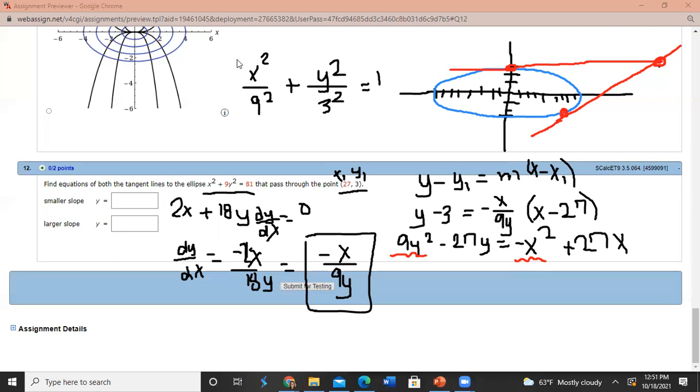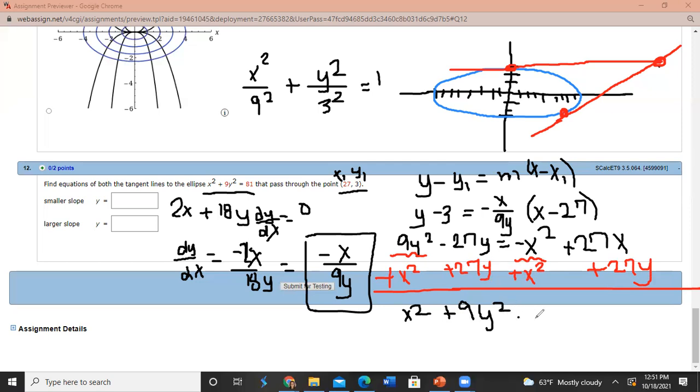We could add x squared to both sides to get x squared plus 9y squared. And then we could also add 27y to both sides. Okay, so we'll have x squared plus 9y squared equals 27x plus 27y. Okay, why are we doing that? Because we're trying to just use the pieces of information that we do know. x squared plus 9y squared is 81. So we can say 81 equals 27x plus 27y.